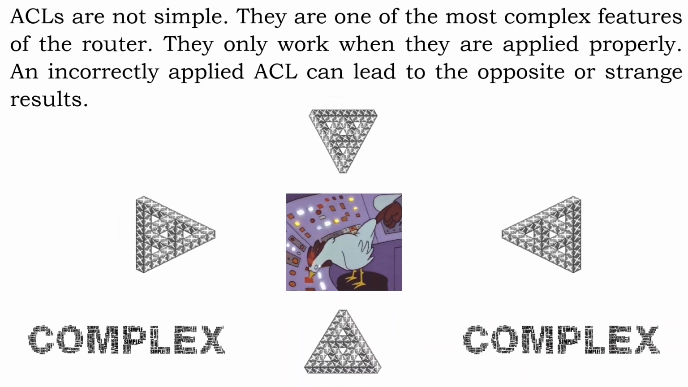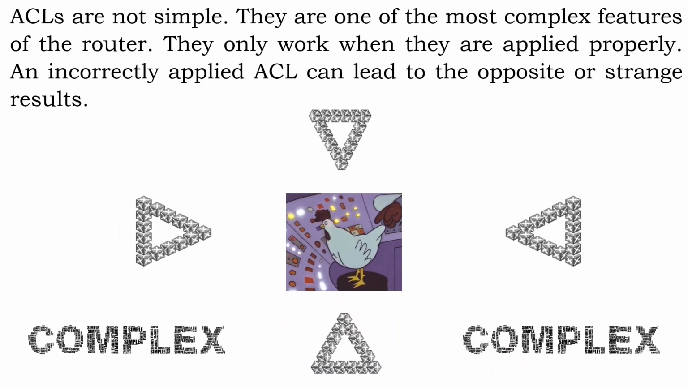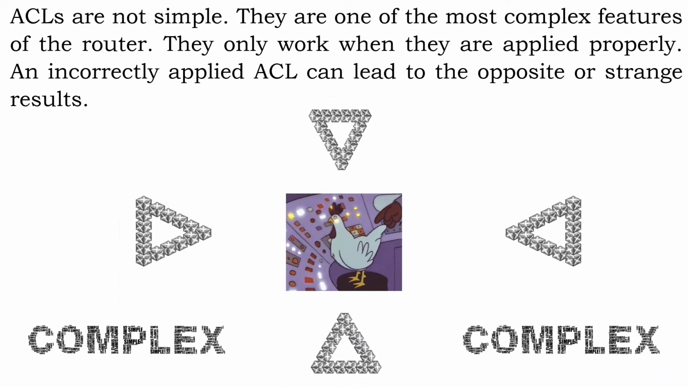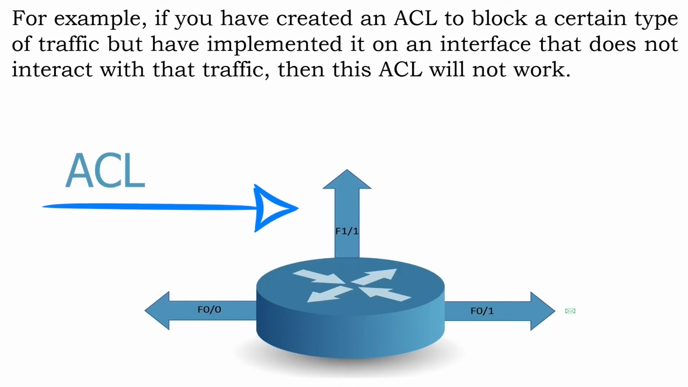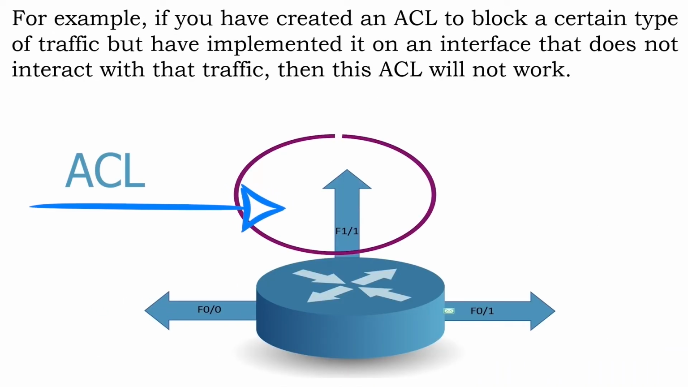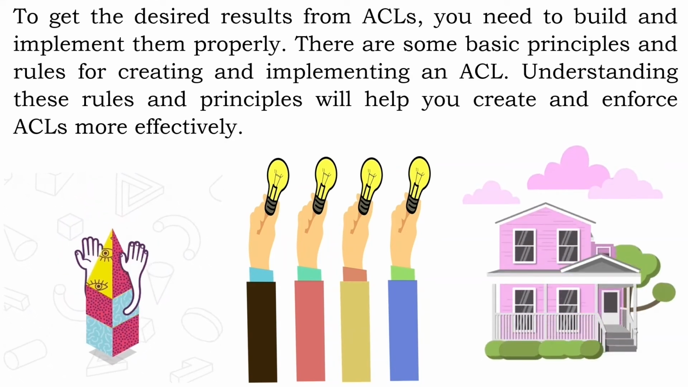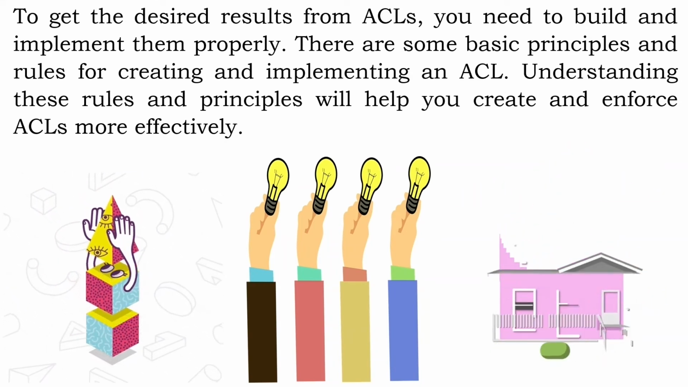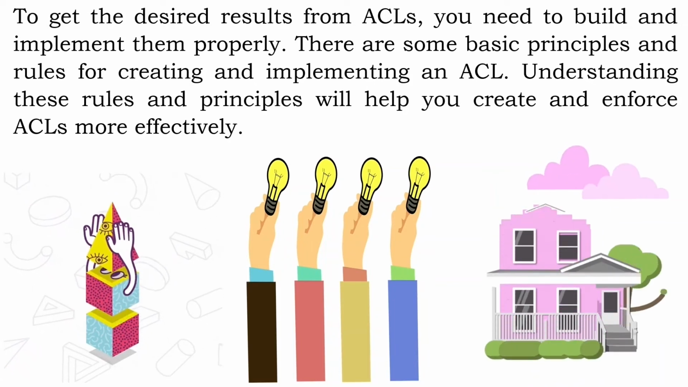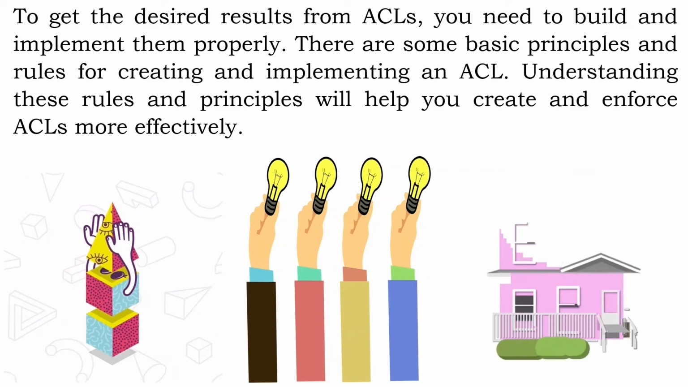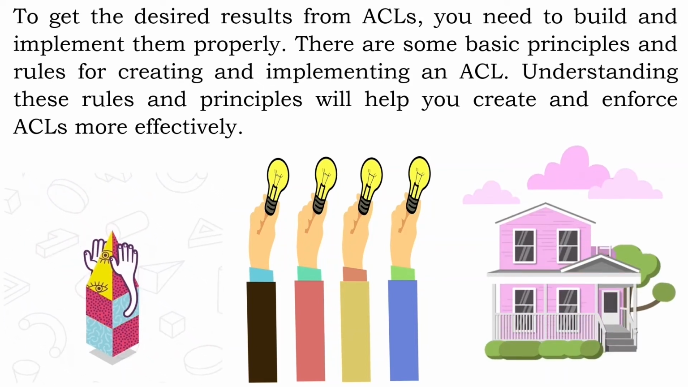ACLs are not simple. They are one of the most complex features of the router. They only work when they are applied properly. An incorrectly applied ACL can lead to the opposite or strange results. For example, if you have created an ACL to block a certain type of traffic but have implemented it on an interface that does not interact with that traffic, then this ACL will not work. To get the desired results from ACLs, you need to build and implement them properly. There are some basic principles and rules for creating and implementing an ACL. Understanding these rules and principles will help you create and enforce ACLs more effectively.